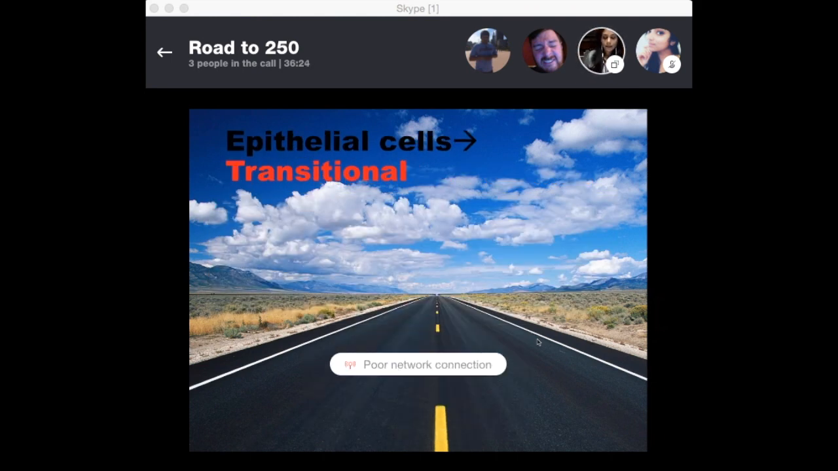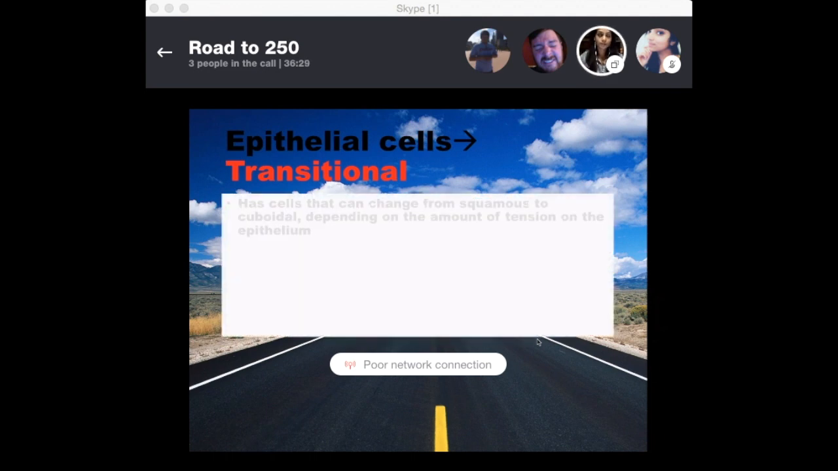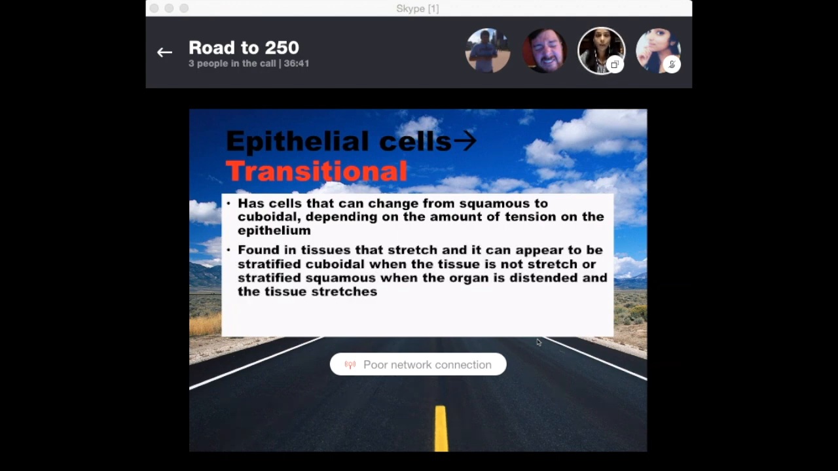And then the last type of cell that's important to know of the epithelial cells is transitional. Transitional is essentially cells that can change from squamous to cuboidal, depending on the amount of tension on the epithelium. So it's going to be found in tissues that, like we know, stretch. It can appear to be stratified cuboidal when the tissue is not stretched, but then it will appear stratified squamous when the organ is distended and the tissue is stretched.